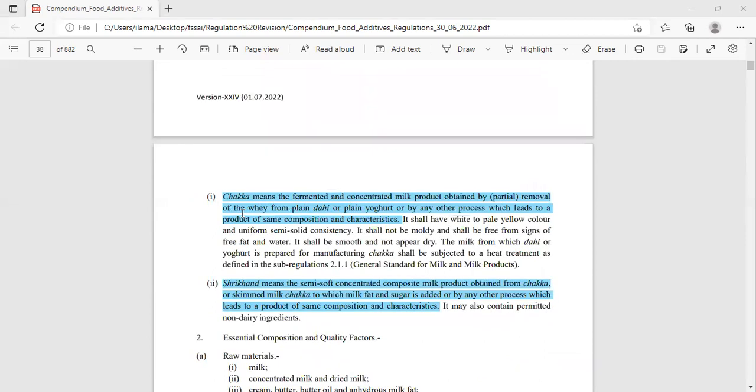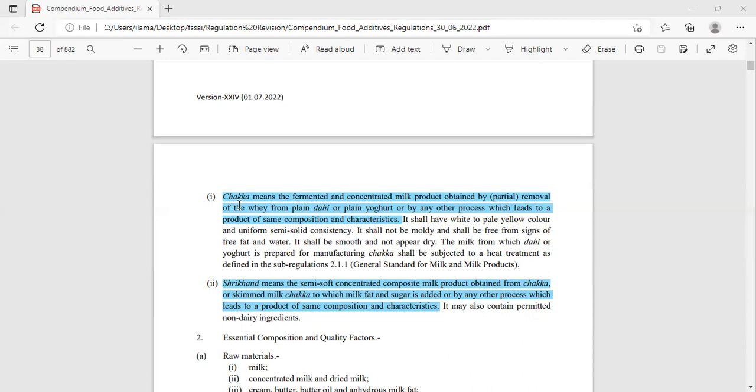And then go through what is chakka and try to remember. Chakka means it is a fermented concentrated milk product obtained from plain dahi, which leads to the same composition and characteristics of that. Chakka means it's from a fermented milk product like dahi.